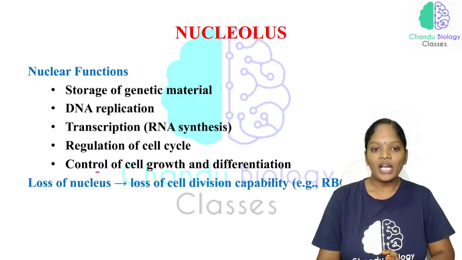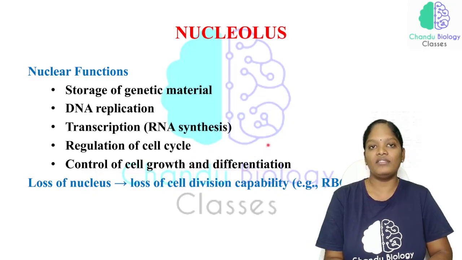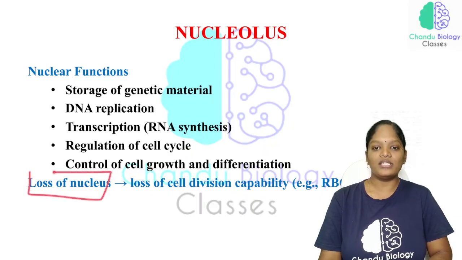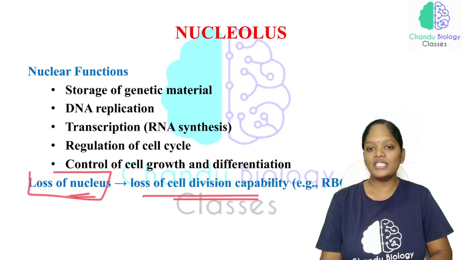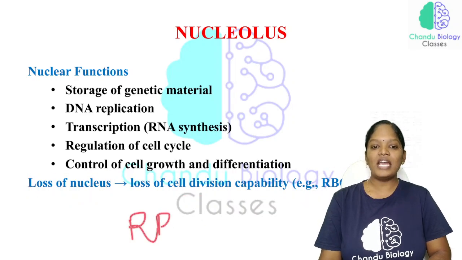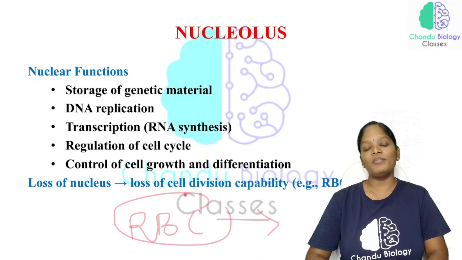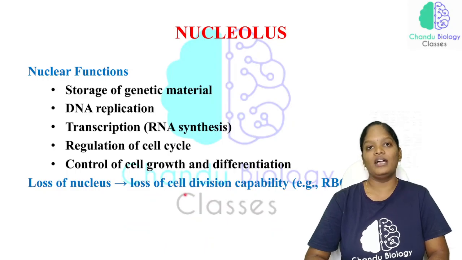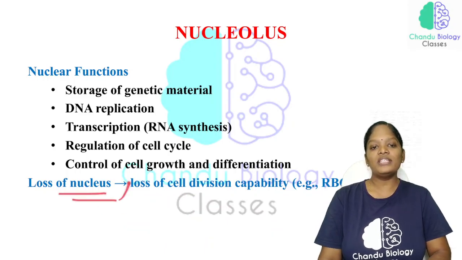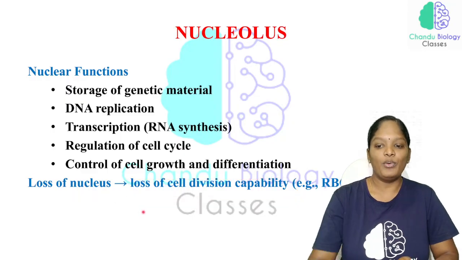Okay, now control of cell growth and differentiation, everything will be regulated in the nucleus. Okay, so if there is no nucleus, there is loss of cell division capability. See, in RBC we have studied there is no nucleus present, so that is why we call this RBC an anucleated cell. So if there is no nucleus, there is no point of having cell division here. Okay, so this is very important.